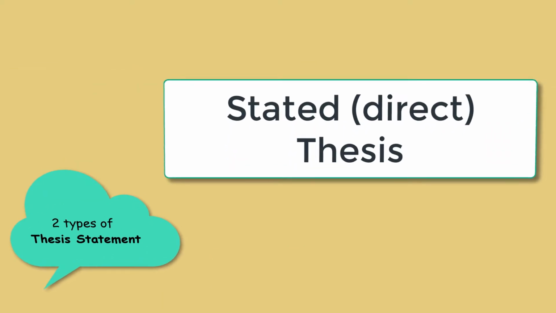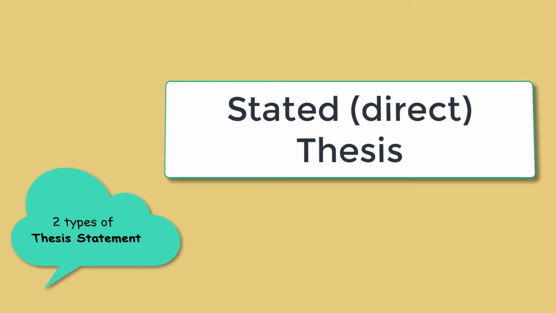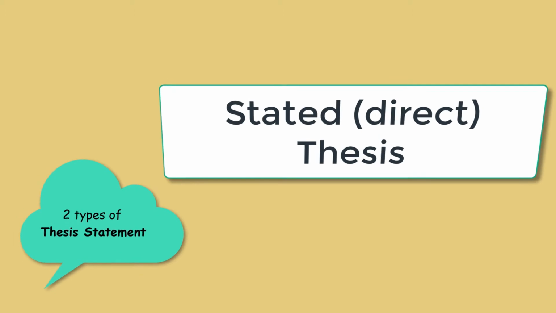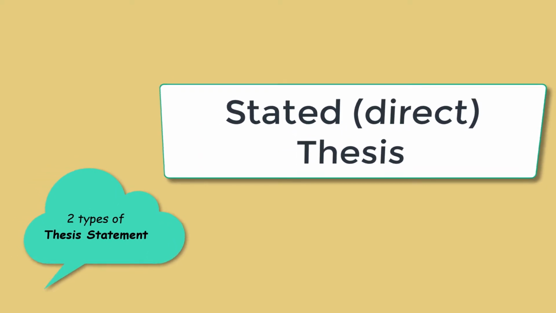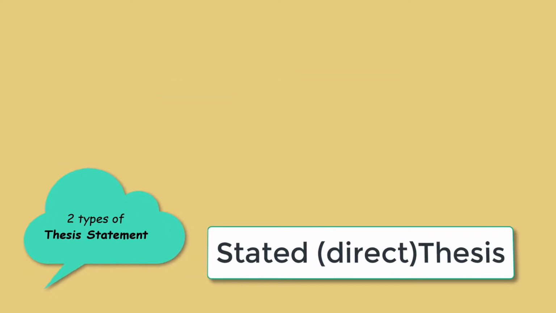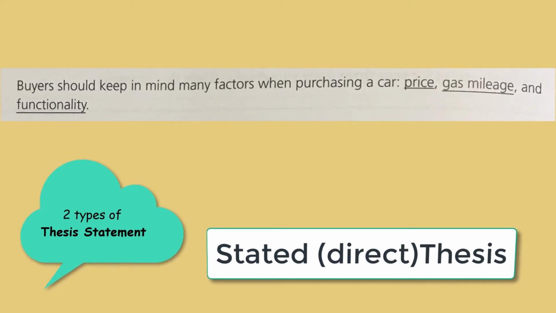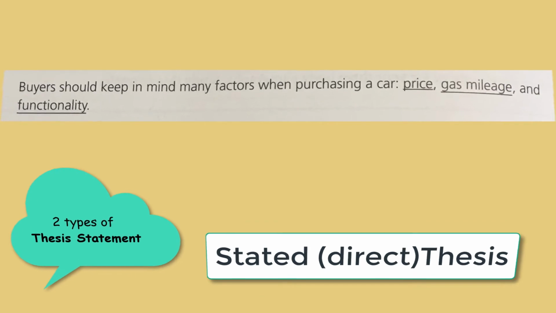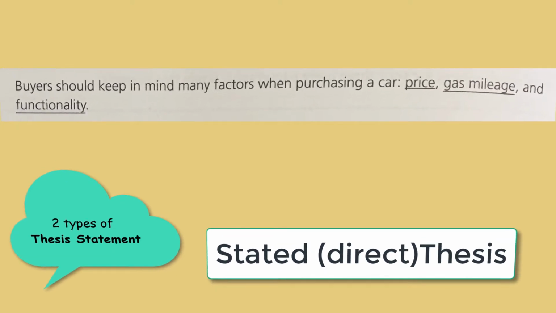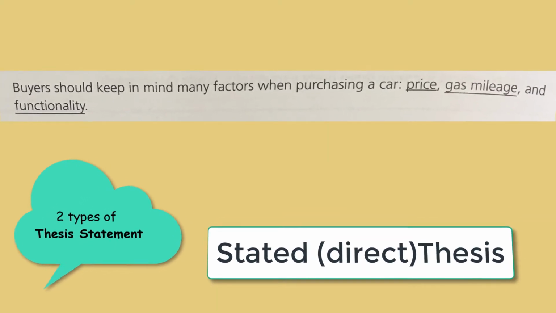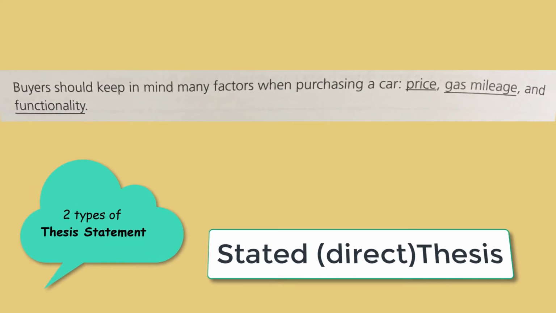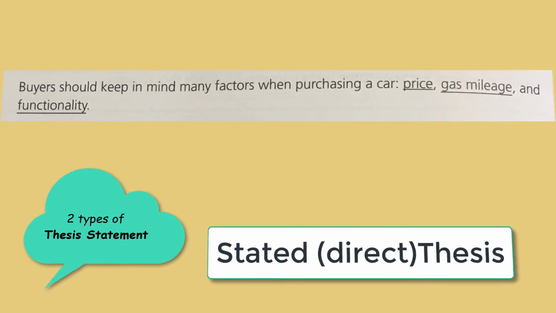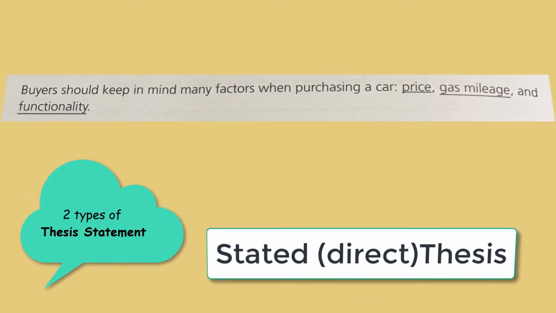But in a stated thesis or direct thesis statement, the main points are clearly stated in the thesis statement. For example, buyers should keep in mind many factors when purchasing a car: price, gas mileage, and functionality. As you see, in stated thesis, the underlined words are called points of development.